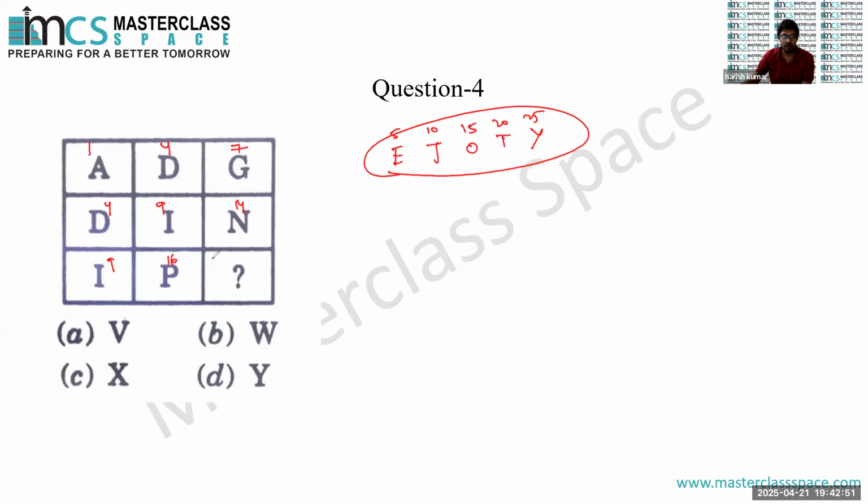Okay, so what is the logic that is going on here? 1 plus 3 is 4. 4 plus 3 is 7. 4 plus 5 is 9. 9 plus 5 is 14. 9 plus 7 is 16. 16 plus 7 is 23. And 23 is your X. So option C is your right answer.